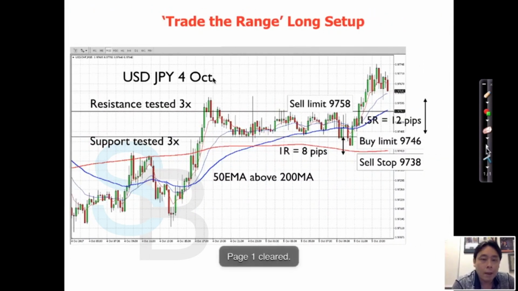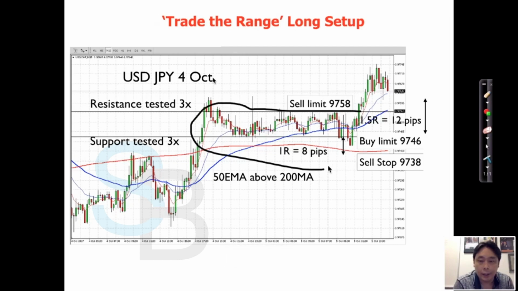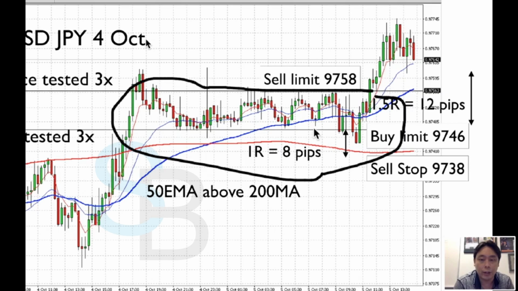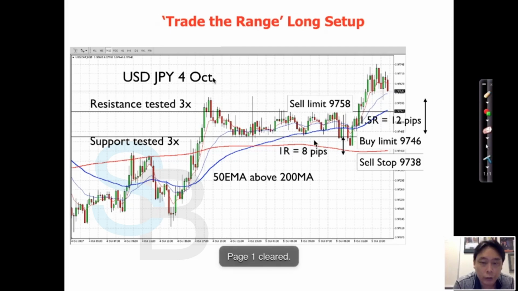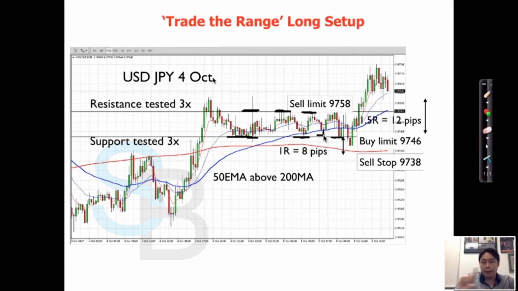This was dollar yen on the 4th of October. And again, I noticed a consolidation pattern here. You can see a clear consolidation. It's moving sideways. And let's see if it meets our entry rules. So again, we have the resistance here, tested once, twice, three times. We've got a support tested multiple times, right? Tested once, twice, three times. In fact, this would be a test as well. So clear range, right?